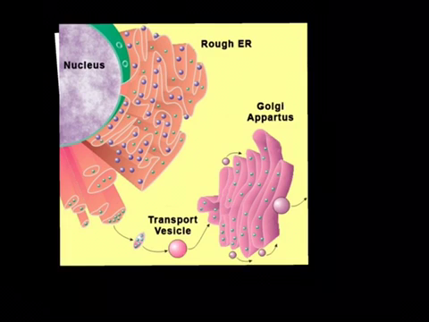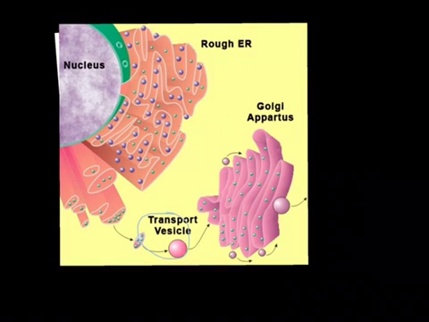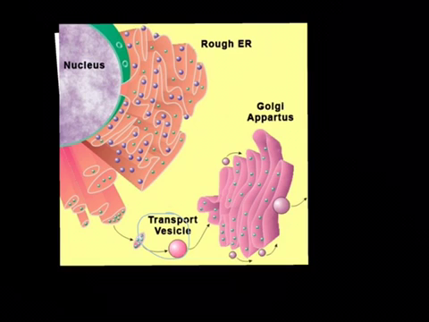The proteins are then sent to a small temporary sac made of membrane called a vesicle. You see that here. Vesicles' main function is to ferry biological molecules to various regions throughout the cell, so other organelles.